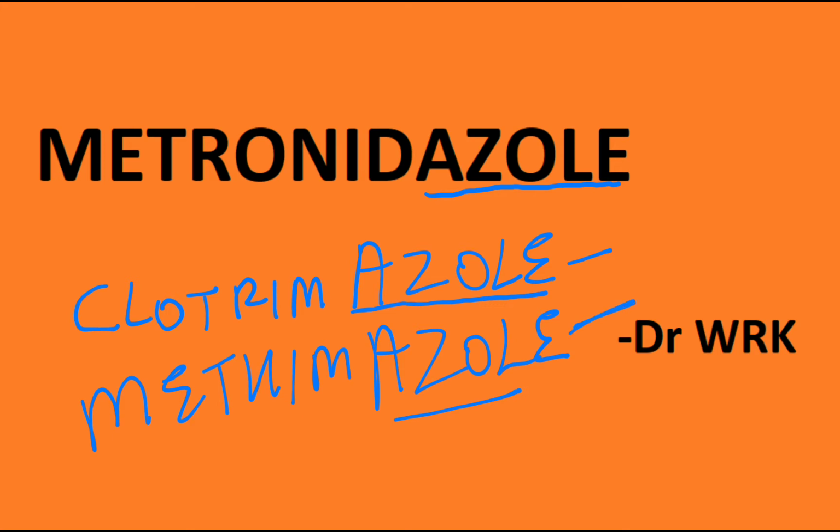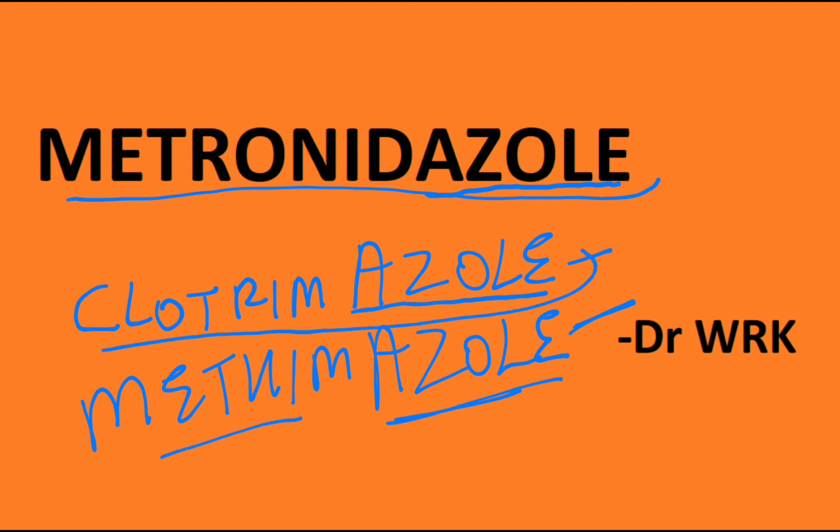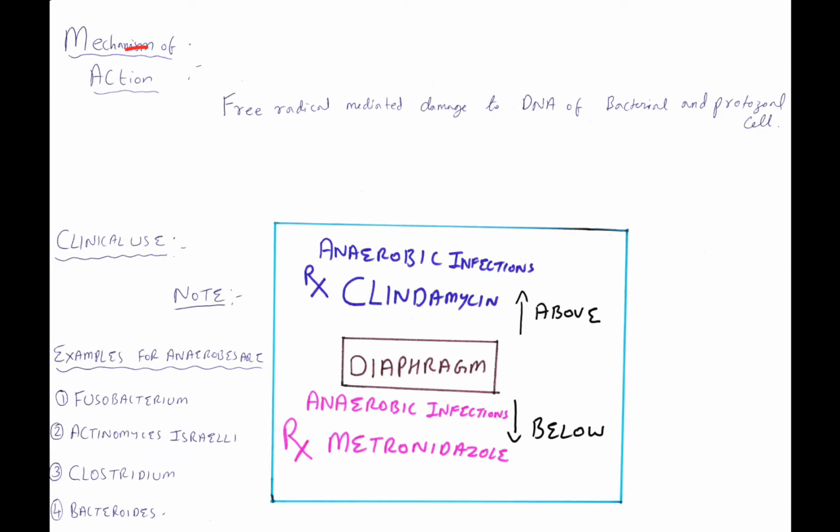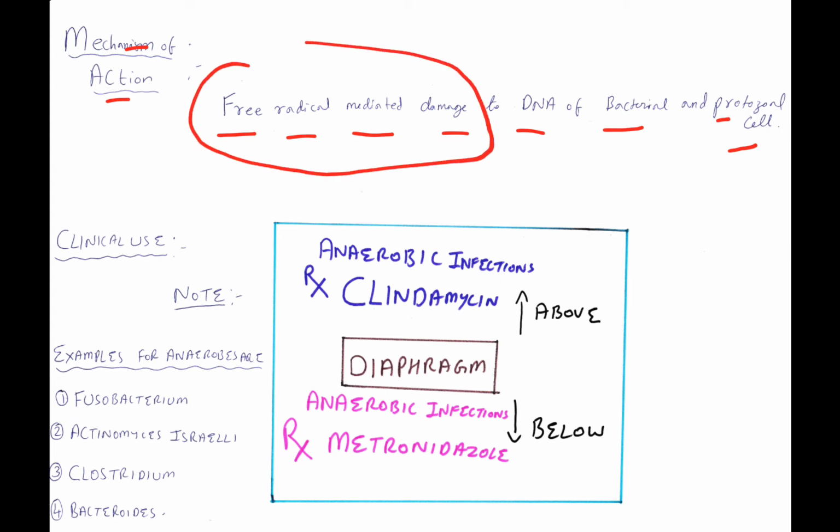So you should not confuse between metronidazole, clotrimazole and methimazole. So please do not confuse this azole of metronidazole with clotrimazole, fluconazole and methimazole. Mechanism of action: free radical mediated damage to DNA of bacterial and protozoal cell. Here this free radical mediated damage is very important.